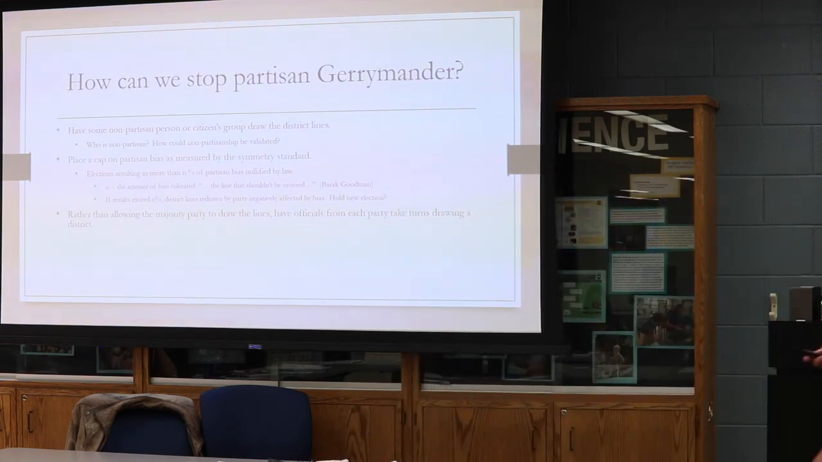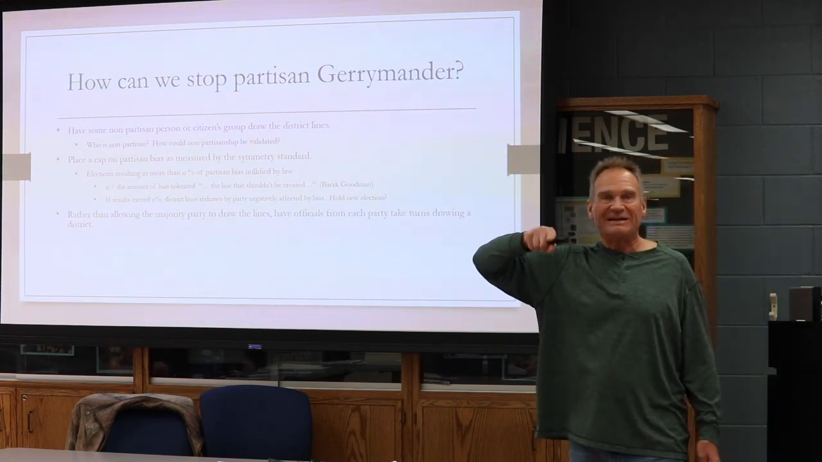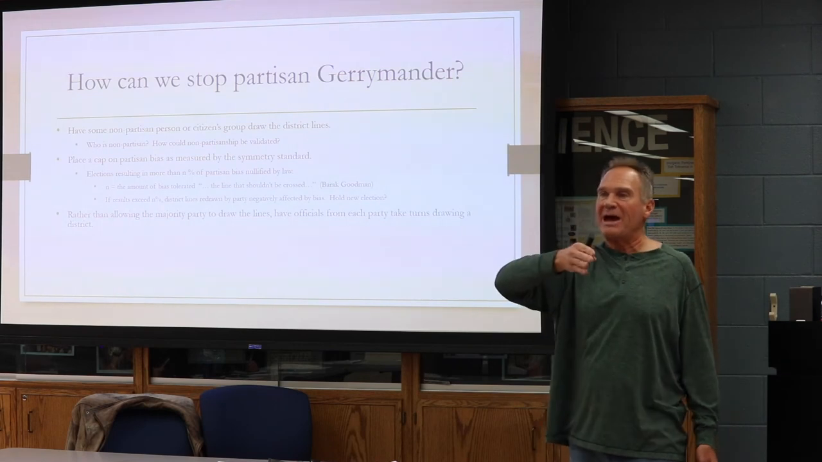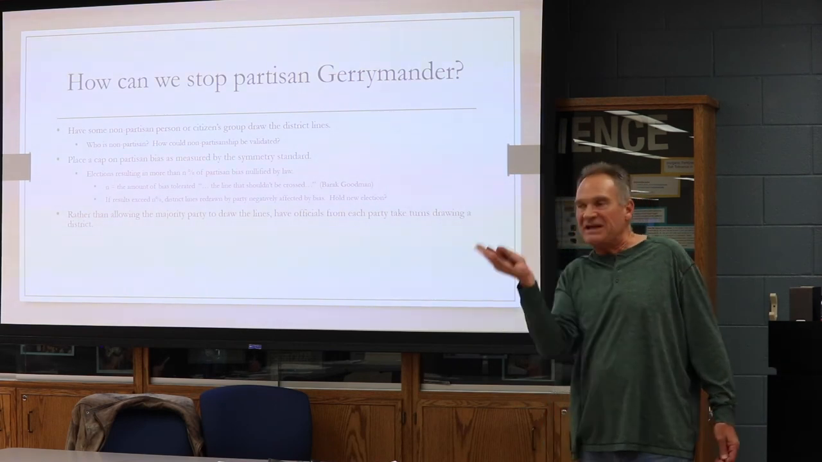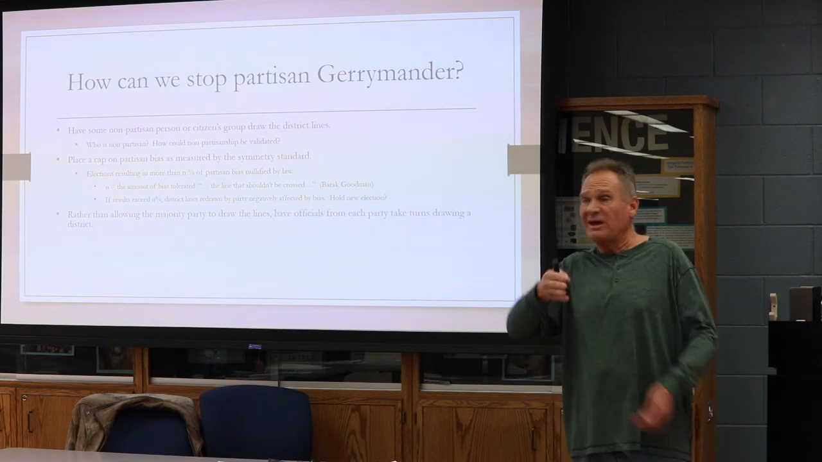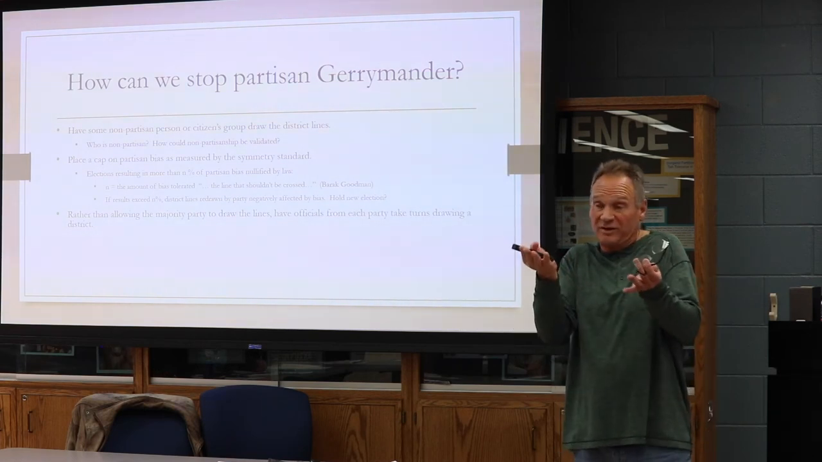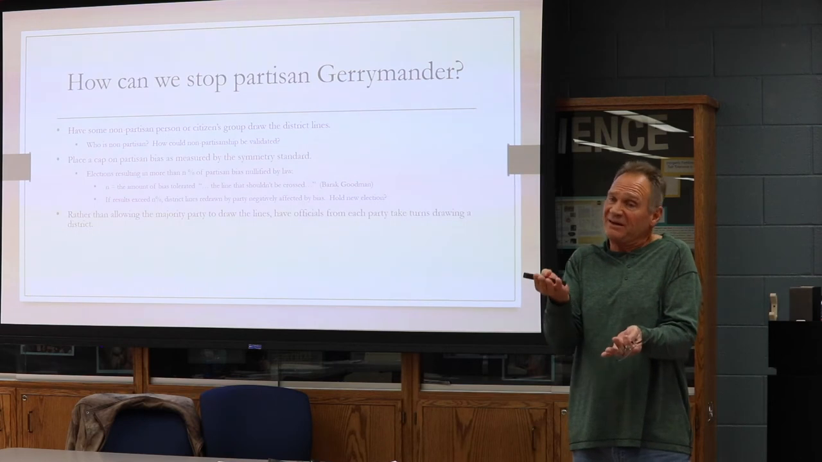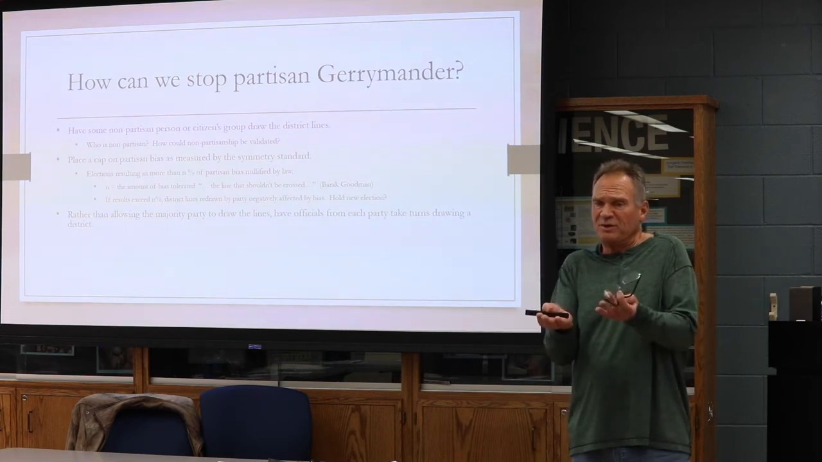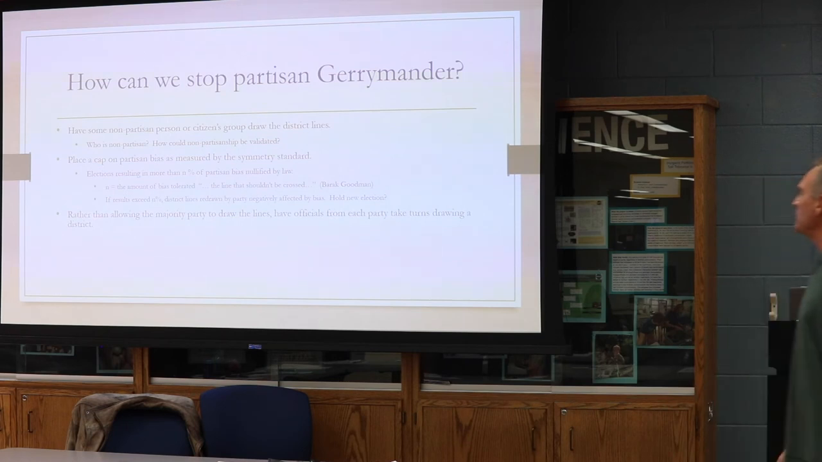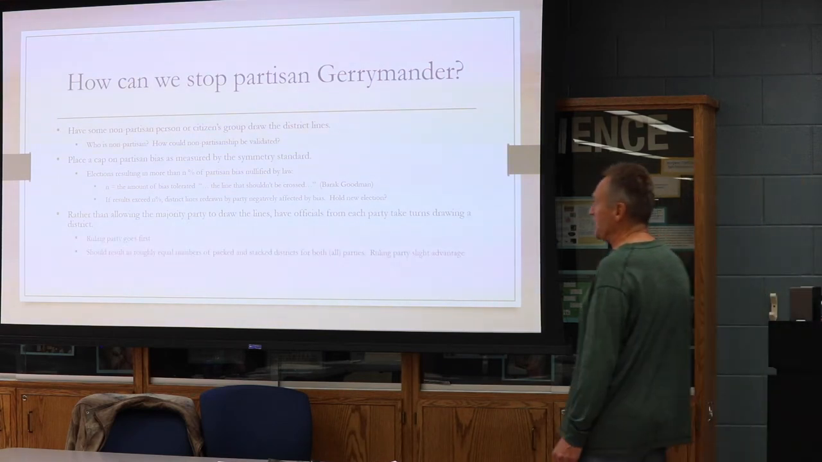The other suggestion that I think holds a lot of promise is, rather than allowing the majority party to draw the lines, have officials from each party take turns. If you think about the first two exercises we did, that's what we did. We took turns drawing a map to each opposite party's advantage. They went back and forth, and it resulted in a proportion of seats that matched exactly in our case, but would match very closely the proportion of votes cast. So to me, that is a very attractive way to address gerrymandering.